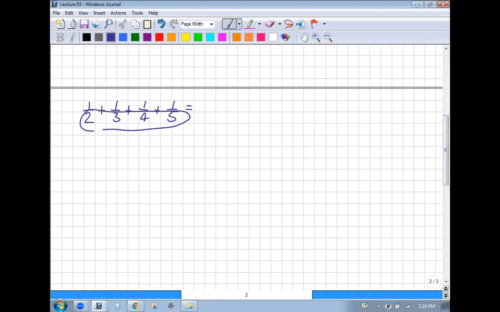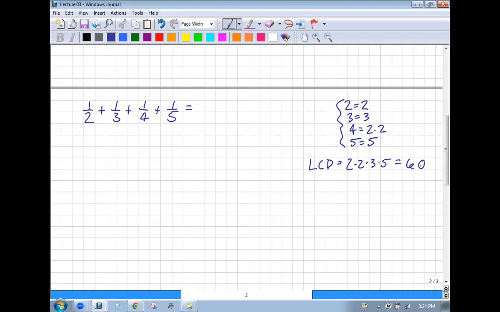I'm taking all these and busting them into their prime decompositions. Two happens to be prime. Three happens to be prime. Four isn't, but five is. So this is the prime decomposition for each one of these. Then you look at these and you see, okay, my LCD is going to have at least two twos. It's got to have a three and it's got to have a five. And we multiply all those together and we get 60. That's how you find your least common denominator.